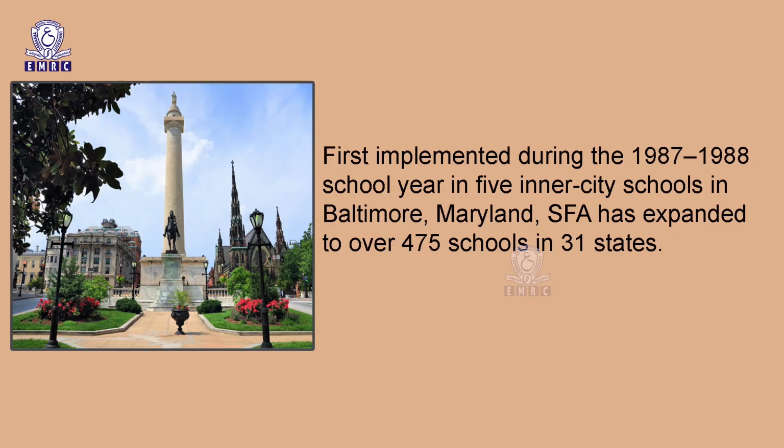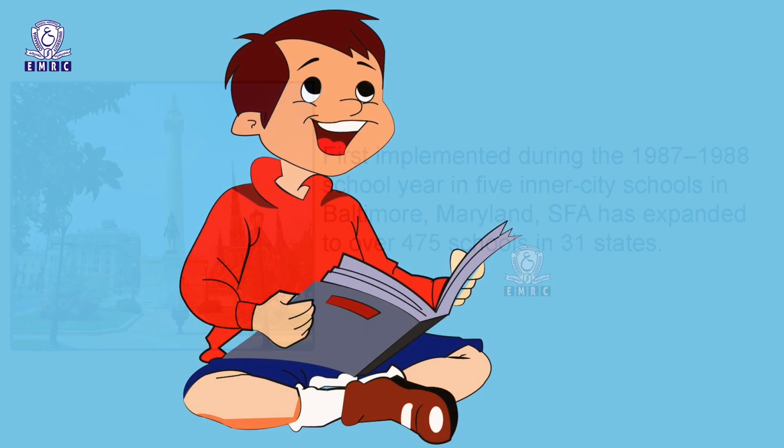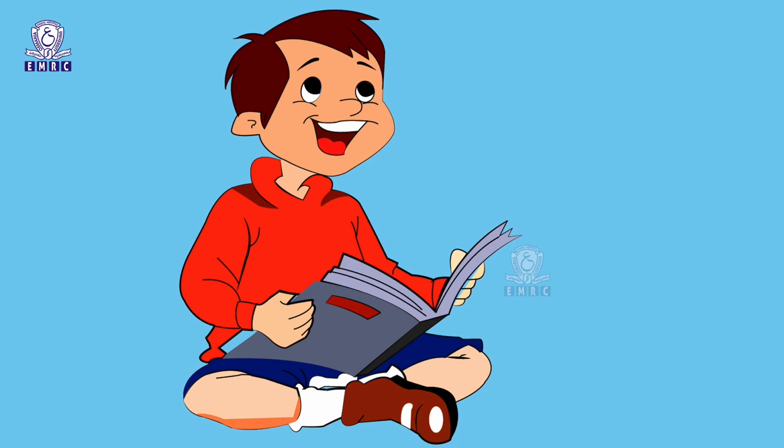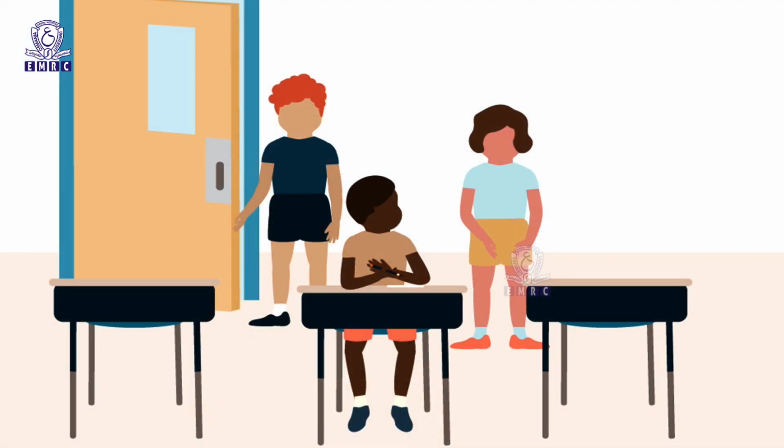First implemented during the 1987 to 1988 school year in 5 inner city schools in Baltimore, Maryland, SFA has expanded to over 475 schools in 31 states in the US. Some studies have found that students who have participated in the program have better reading skills and are less likely to be in special education classes than disadvantaged students who have not been involved in the program (Slavin and others, 2009; Weiler, 1998).